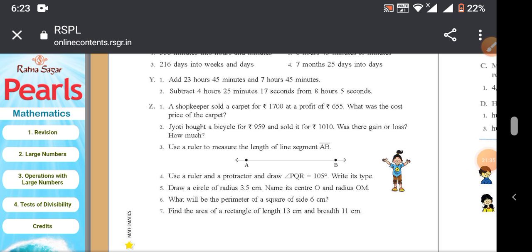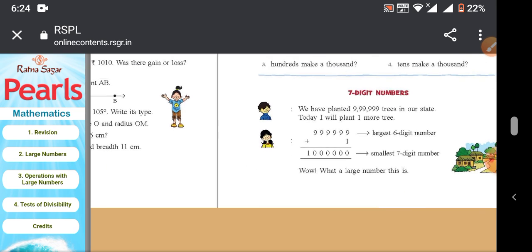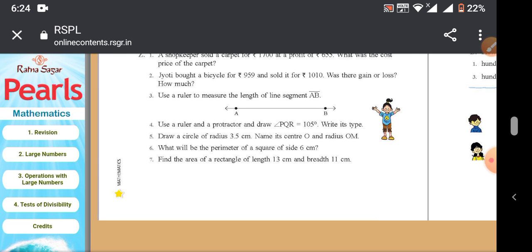Okay students, next question. Use a ruler to measure the length of line segment AB. So you have to use your ruler, that means scale, to measure this line segment. Line segment means AB, this point A to point B. So this much only. Okay, you have to measure this length and write it down there. Next, second one, use a ruler and a protractor and draw angle PQR equal to 105 degrees. Write its type. Okay, I will send this answer and I will explain that one.